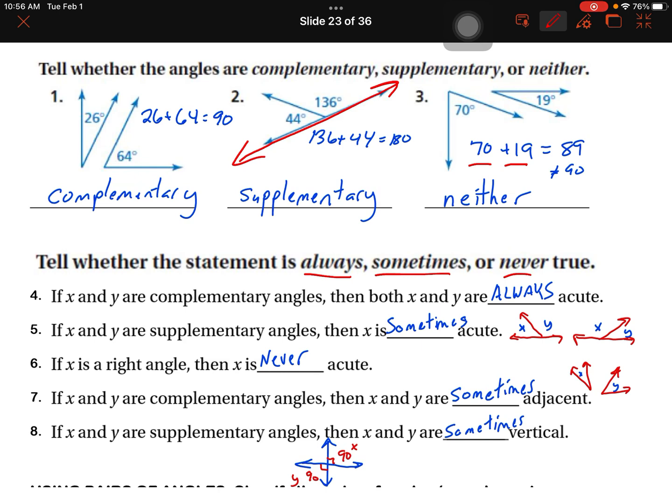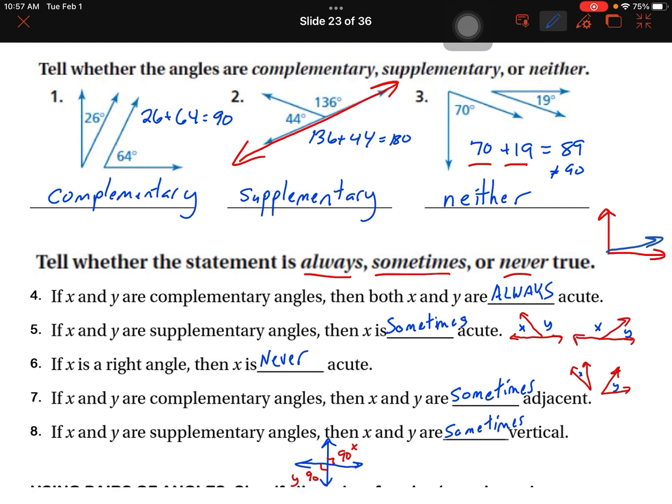This is where it gets a little bit confusing because you're dealing with always, sometimes, and never questions. And so x and y are complementary angles when both x and y are always acute. If x and y are complementary, then both x and y are always acute. Well, if it's a 90-degree angle, it doesn't matter what you draw for your complementary angles. They always have to be acute because two acute angles would have to add up to 90 degrees. You can't have an obtuse angle add up to 90 degrees, so therefore it's a never.